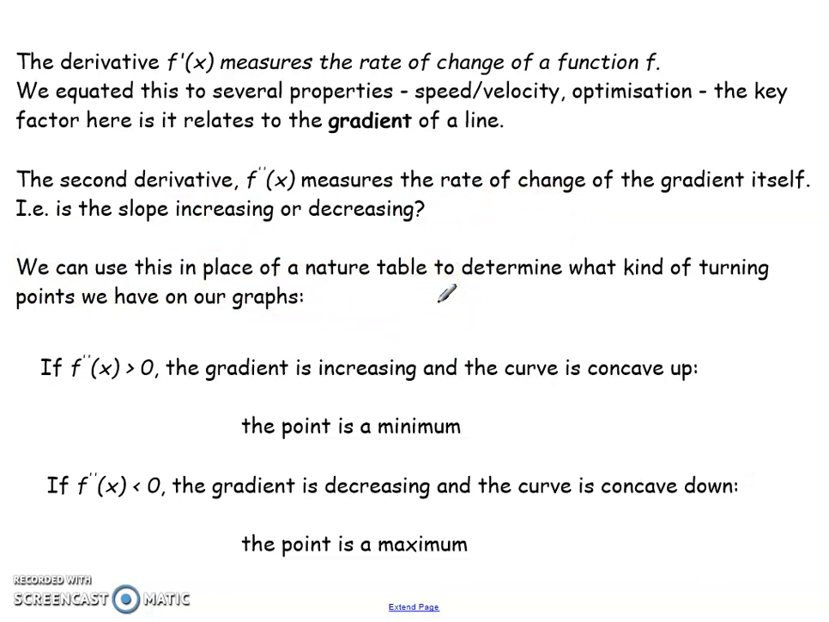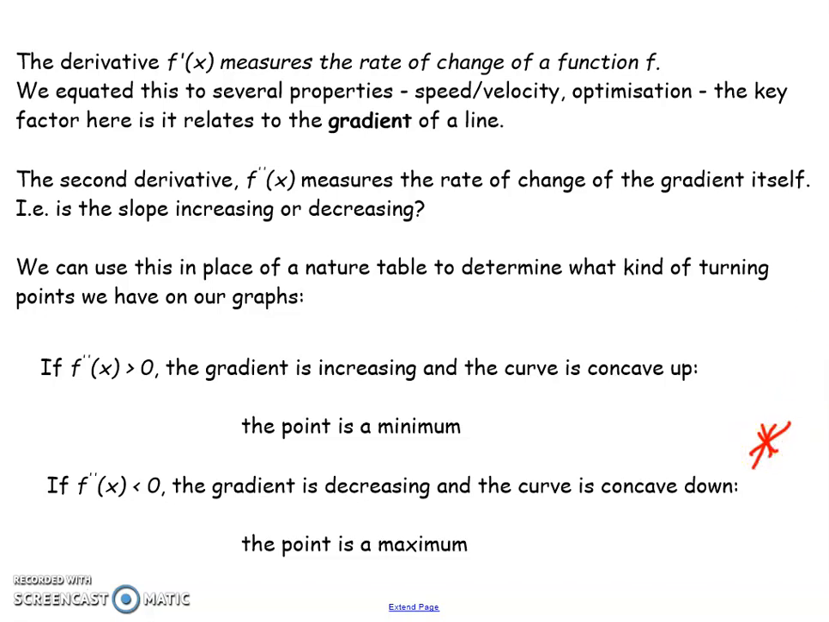Now what we can do is use this in place of a nature table. I know we've looked at maximum and minimum at Higher, and we've used a nature table to determine the behaviour around it and whether it's a maximum or minimum point. But actually this makes our life a lot easier. If we calculate the second derivative and it's greater than 0, gradient is increasing, curve is concave up, so it's a minimum. If we calculate the second derivative and it's negative, gradient is decreasing, it's concave down, so the point is a maximum.